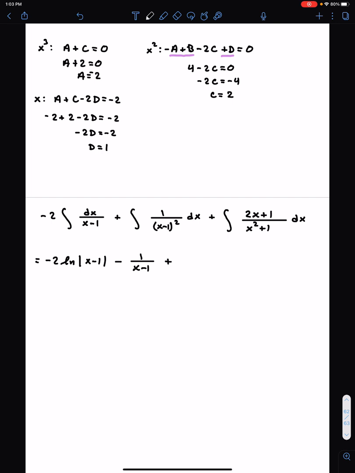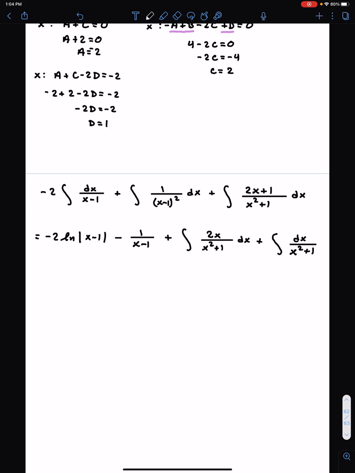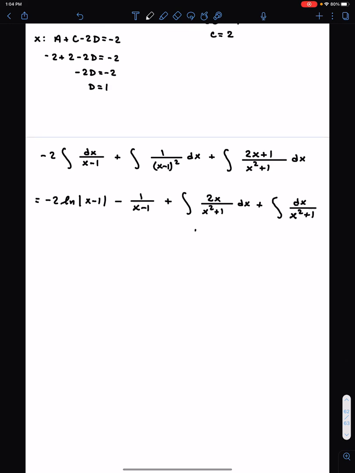The integral for the right term, I'm going to split it up into two fractions. So the integral of 2x divided by x squared plus 1 dx plus the integral of 1 over x squared plus 1 dx. This integral is a u substitution. U is x squared plus 1, so du is 2x dx. So the integral turns into du over u.